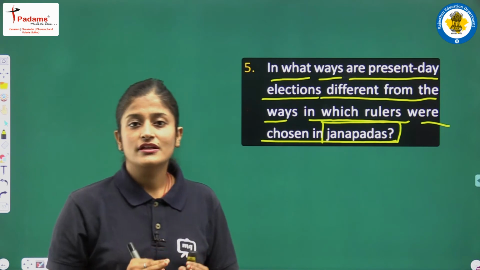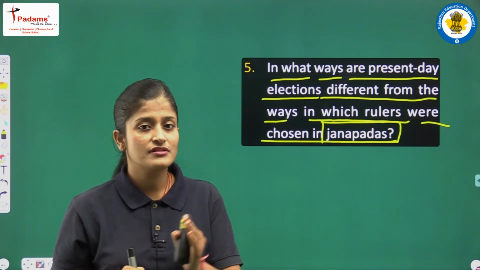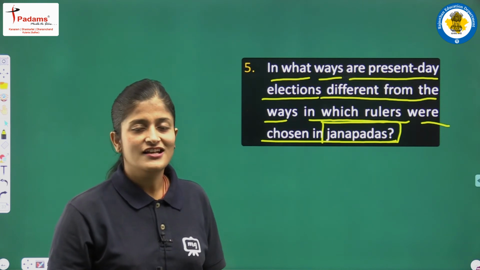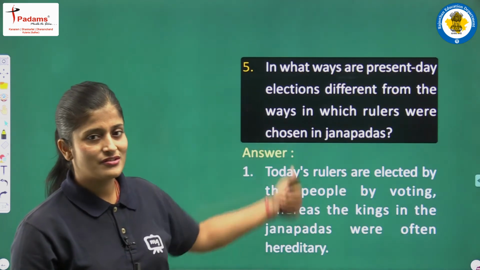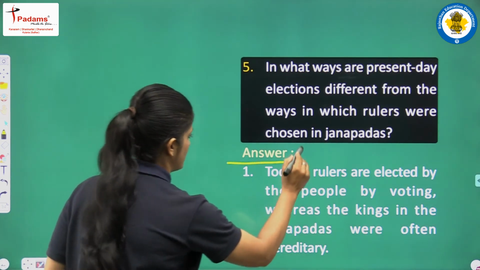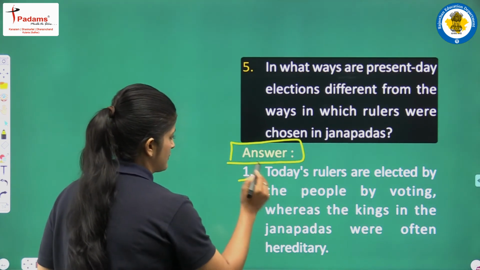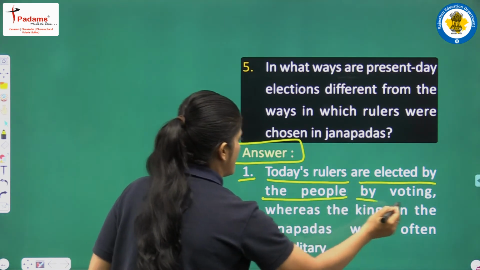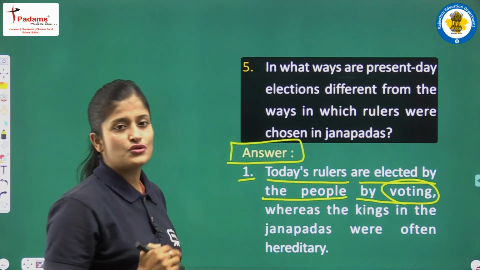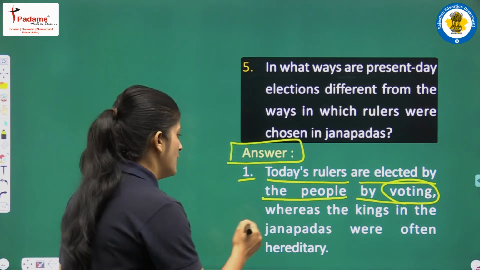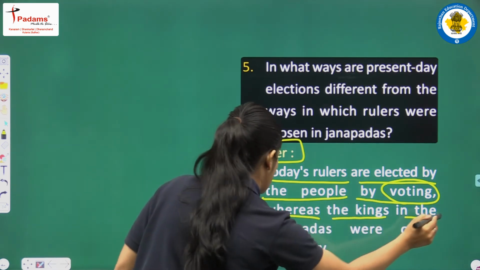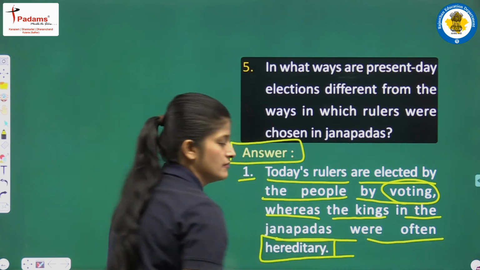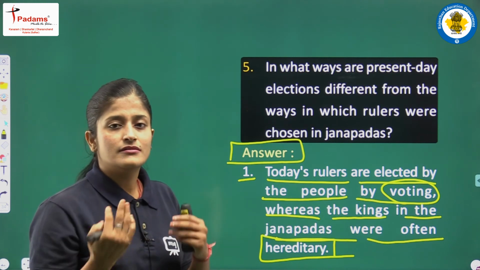अभी जो इलेक्शन होते हैं वो किस तरह से किए जाते हैं और उस समय जो लीडर था उसे किस वे से चूज़ किया जाता था. So here is the answer of this question. So you will write like this. First reason is, today's rulers are elected by the people by voting. Okay, so we choose our leaders by voting, whereas the kings in the Janpadas were often hereditary. Okay, so the son of a king will become the king again.